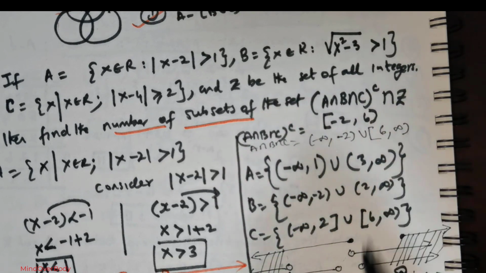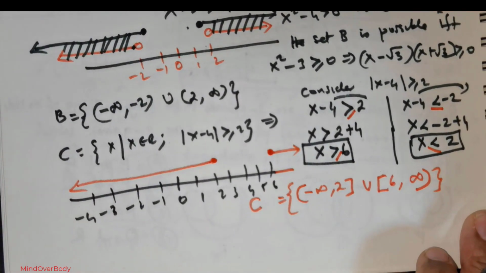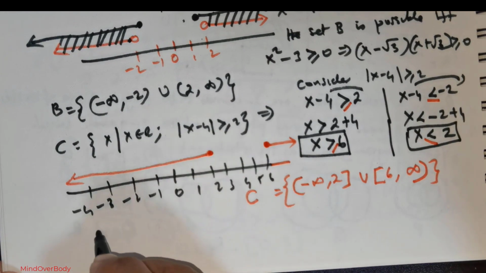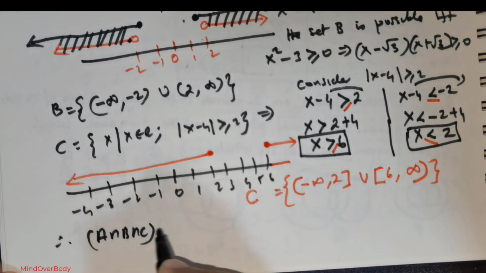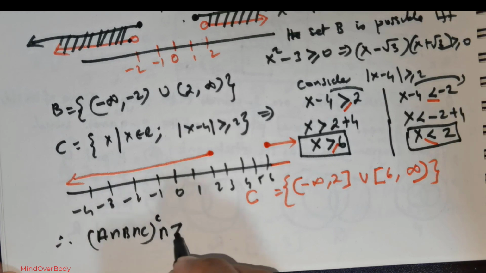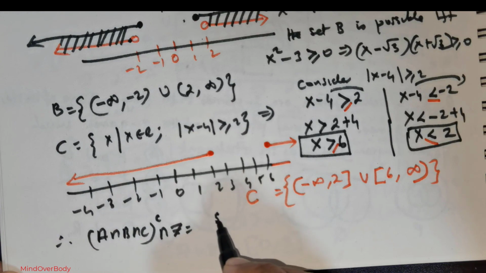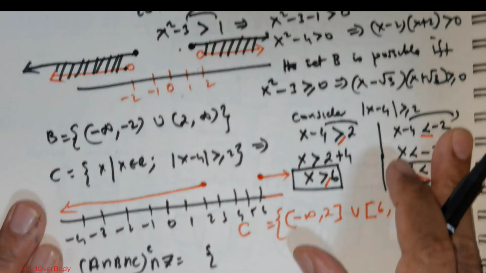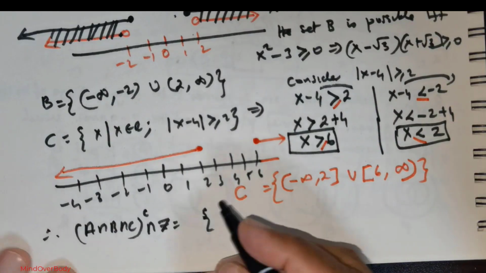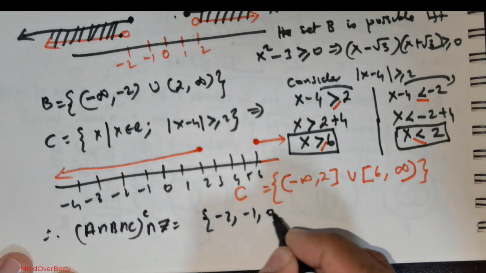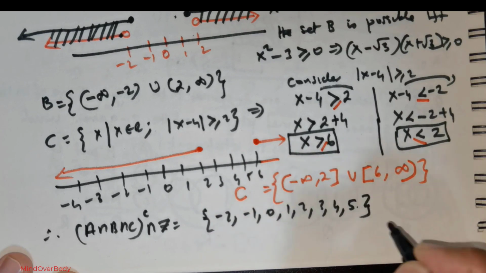but we have to intersect it with Z, right? So let me do that here, intersecting the quantity with Z. So A intersection B intersection C complement with Z. Now what is this set? Let me write the set. This set is starting from negative 2 to 6. So negative 2, negative 1, 0, 1, 2, 3, 4, 5. No, 6 is not included.